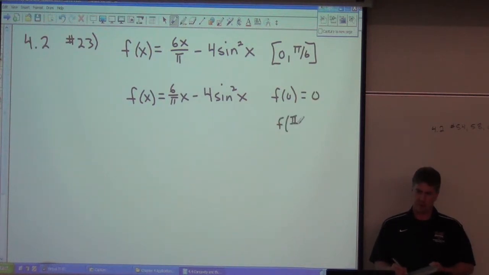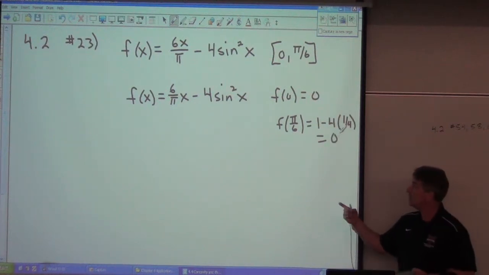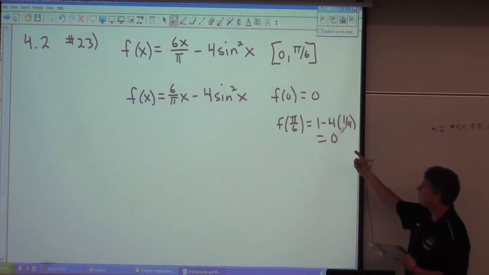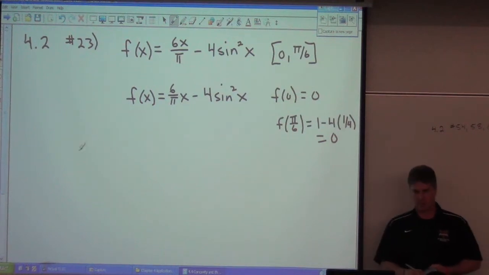F of pi over 6. 6 over pi times pi over 6 would be 1. Minus 4 times sine squared of pi over 6. Sine of pi over 6 is the sine of 30, which is a half. Half squared is a quarter, times 4 is 1. That's 1 minus 1 is 0. So Rolle's theorem applies. This is continuous, differentiable, and f of 0 equals f of pi over 6.